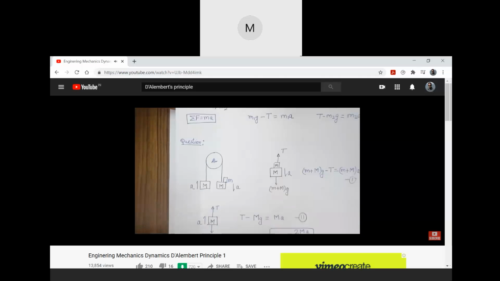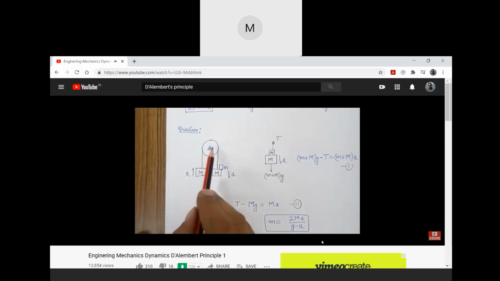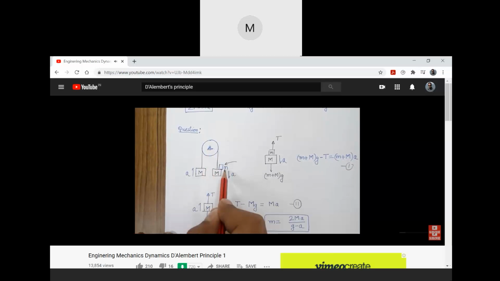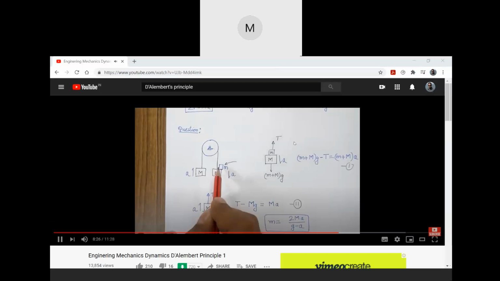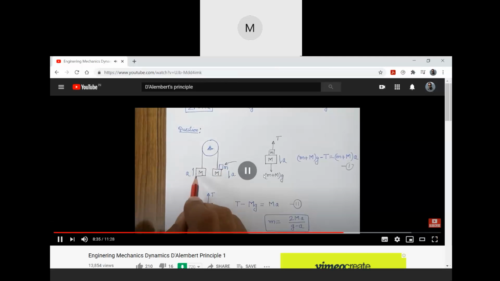Now let's take a numerical problem where we have two masses M connected with a pulley, and now I am putting an additional small mass m. Because of the small m the total weight on the right-hand side will be higher, and because of that the system will move such that these combined masses go in the downward direction, and the mass on the opposite side goes up.